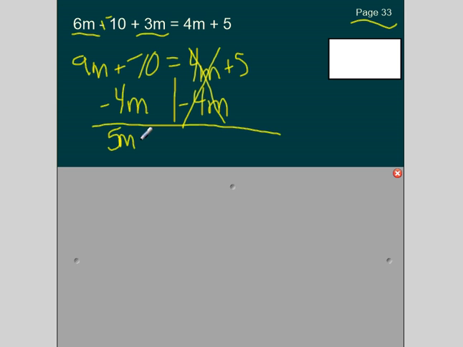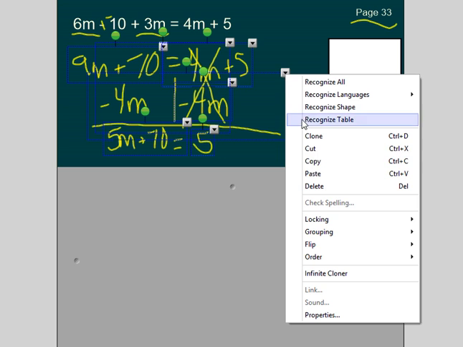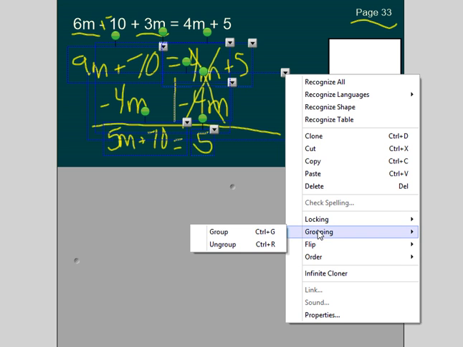I still have this plus negative 10 over on the left-hand side, equals, what am I left with on the right? Just this 5 right there. Okay? I think I'm going to have to make this smaller or I'm going to run out of room. So give me just 1 second.